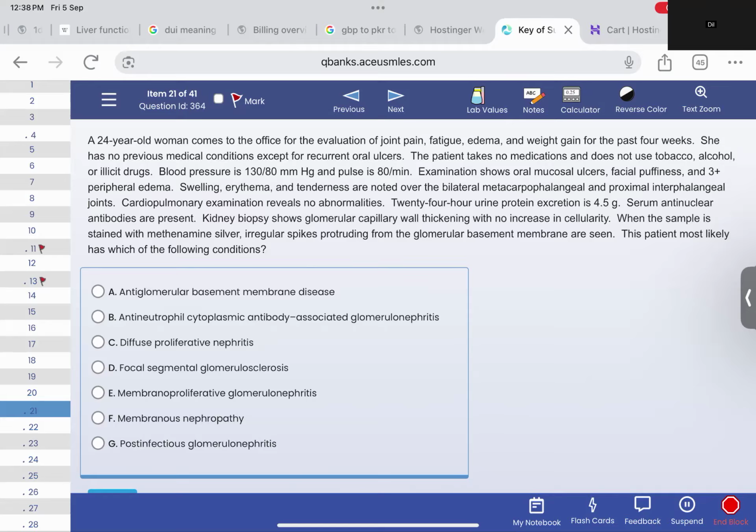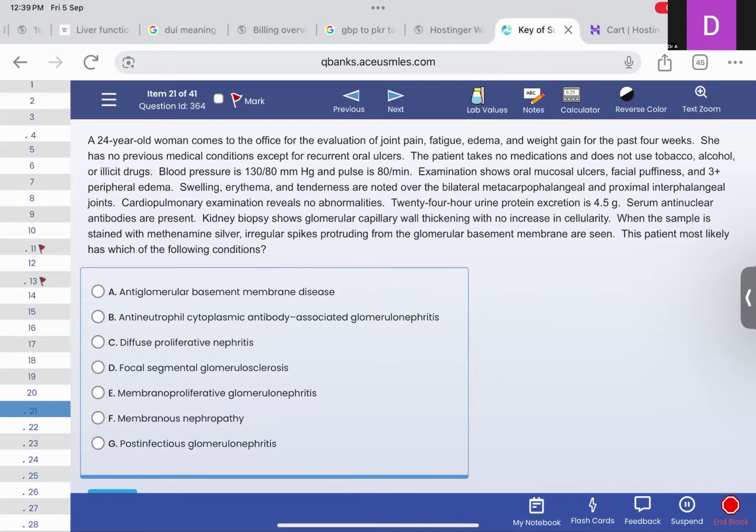24-hour urine protein excretion is 4.5 grams. Serum antinuclear antibodies are present. Kidney biopsy shows glomerular capillary wall thickening with no increase in cellularity. When the sample is stained with methenamine silver, irregular spikes protruding from the glomerular basement membrane are seen. This patient most likely has which of the following conditions?